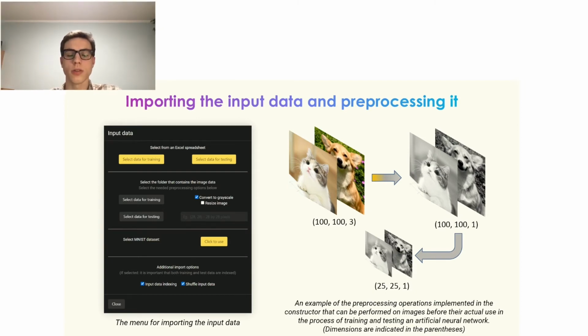The software also allows you to import data as a set of images and convert these images if needed. For example, the user can convert color images to grayscale and resize all of the input images in one click. The program will automatically normalize the data. The constructor also supports the import of pre-structured datasets, such as the MNIST dataset of handwritten digits, which contains 70,000 images, 28 by 28 pixels in size. And of course, direct input of the data array in a special field of the menu, if necessary.